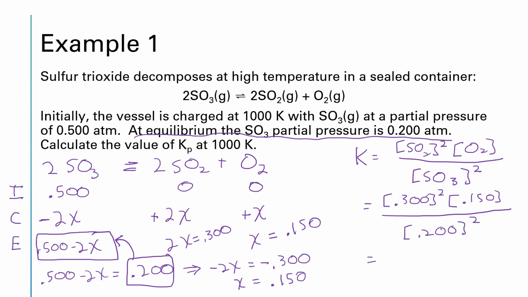So now I'll run that through my calculator. We have 0.3 squared times 0.15 divided by 0.2 squared. And so that gives us a K value of 0.3375. The numbers that we were given throughout the problem all have 3 sig figs, so I should probably round that to 0.338. There is our final value for Kp.